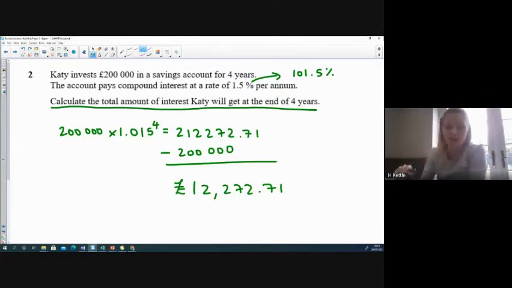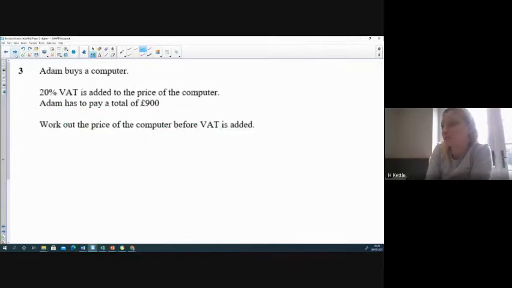So just go back, double check that you've read the question and you know what it's asking you and you've answered it sufficiently. So the amount of money times by the interest rate, 1 point whatever it is added on, to the power of the number of years, however many years you're going to do it for.